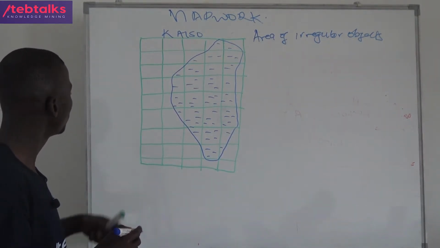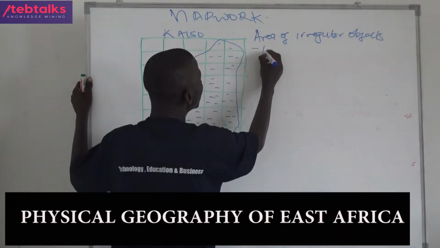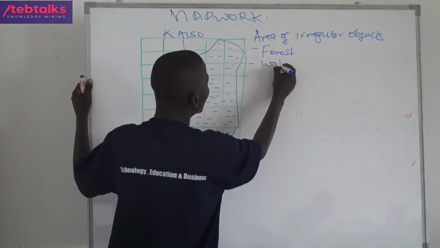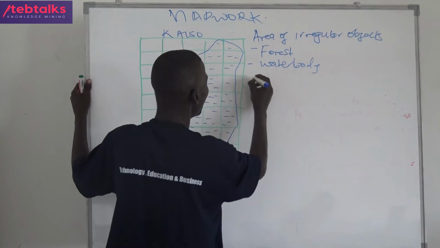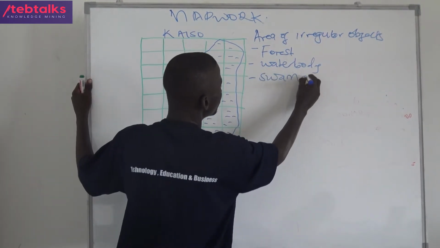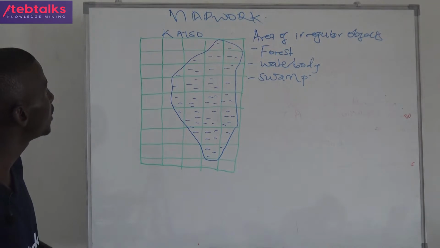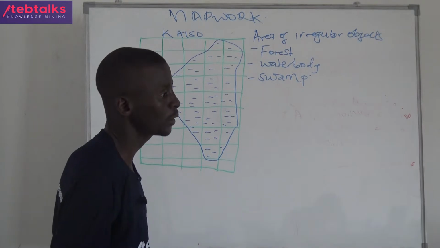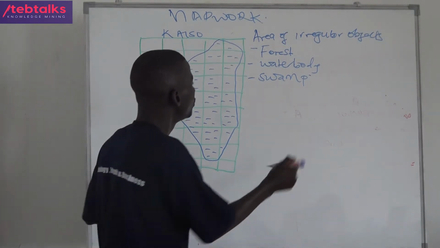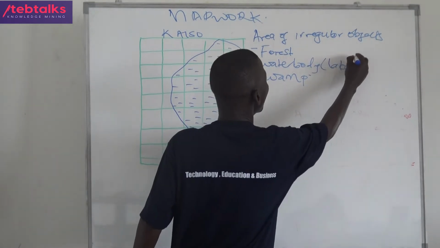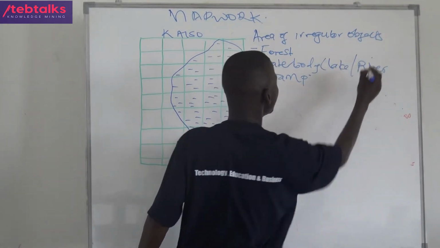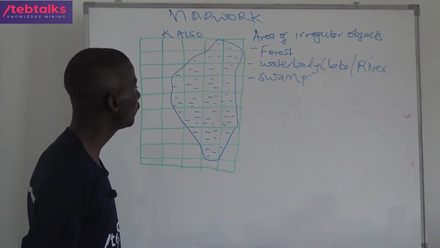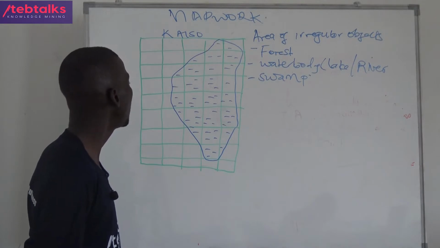Irregular objects will mean things to do with maybe the forest, maybe a water body, or a swamp. If somebody required you to calculate the area covered by the forest, what do you do? Somebody wanted you to calculate the area covered by the water body. The water body could be a lake or a river. How do you calculate the area of a river? Area covered by the river. Area covered by the forest.